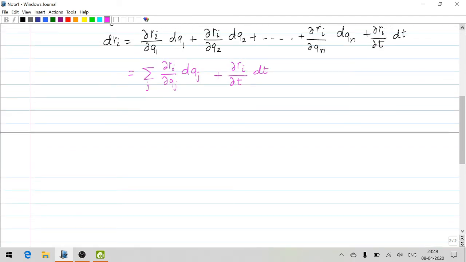Now this is the actual change in the position of the ith particle. Virtual change is given by, let us take this as equation number 3. Virtual displacement we denote by delta Ri, not by dRi. Virtual displacement does not depend on time.